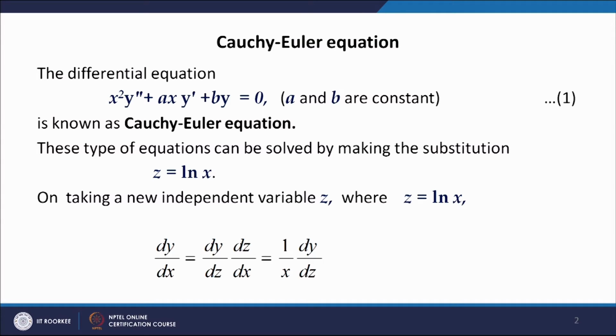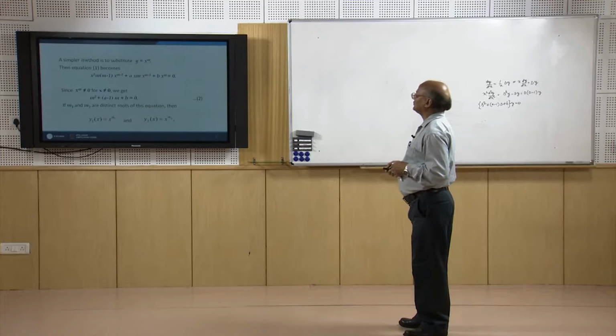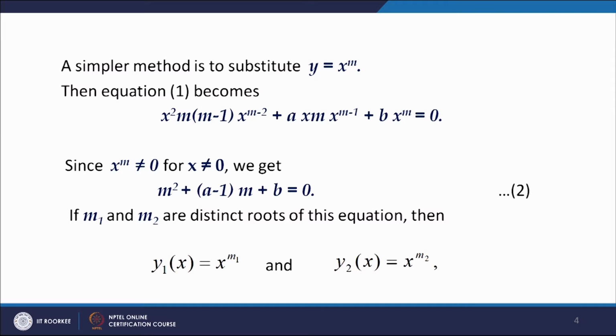So that is what we have written here: x square m into m minus 1 x to the power m minus 2, plus a x m x to the power m minus 1, plus b x to the power m equal to 0. Now, since x to the power m is not equal to 0 when x is not equal to 0, we shall get from this equation m into m minus 1 plus a into m plus b equal to 0, which is nothing but m square plus a minus 1 into m plus b equal to 0.